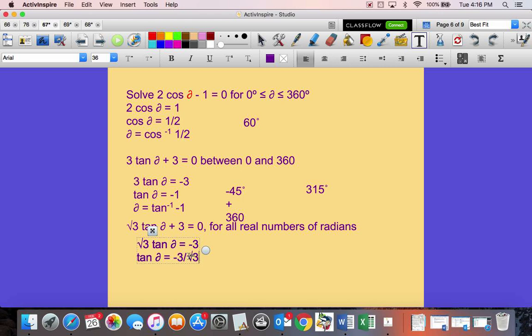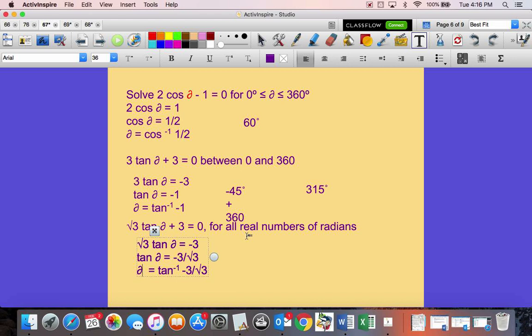All right, now just to finish it off, we would have to move our tangent over to the other side. So theta would equal tangent inverse of negative 3 divided by square root of 3. Okay, and if you type that in your calculator, you will get an answer for this. All right, so let me do that quick. Tangent inverse of negative 3 divided by square root of 3 would give us negative 60 degrees.